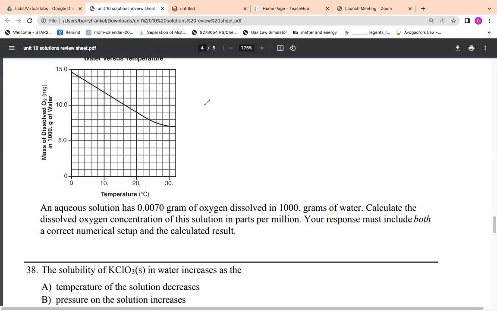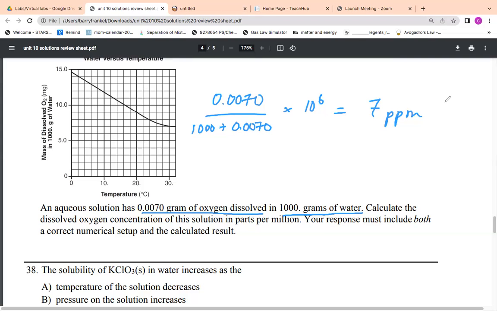So for parts per million, we do the solute, that's the thing that's being dissolved, over the total mass of the entire solution. Again, notice that they're saying 1,000 grams of water and not 1,000 grams of solution. So it is 1,000 plus this, and then everything is times 10 to the 6th. So this would be your setup. And then when you do all of this, you should end up with 7,750 parts per million.